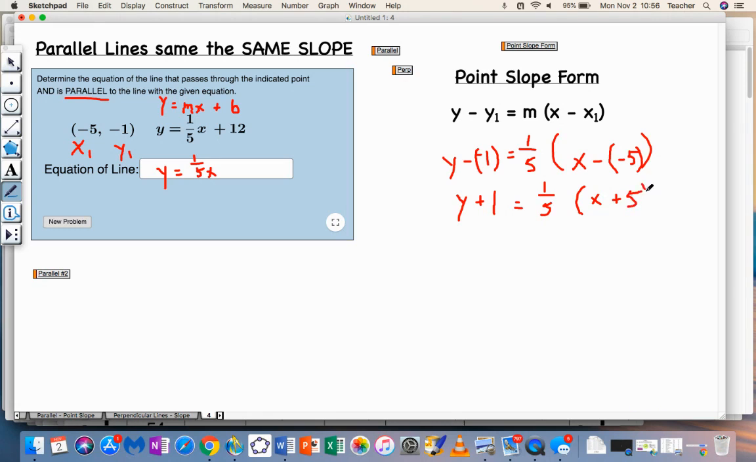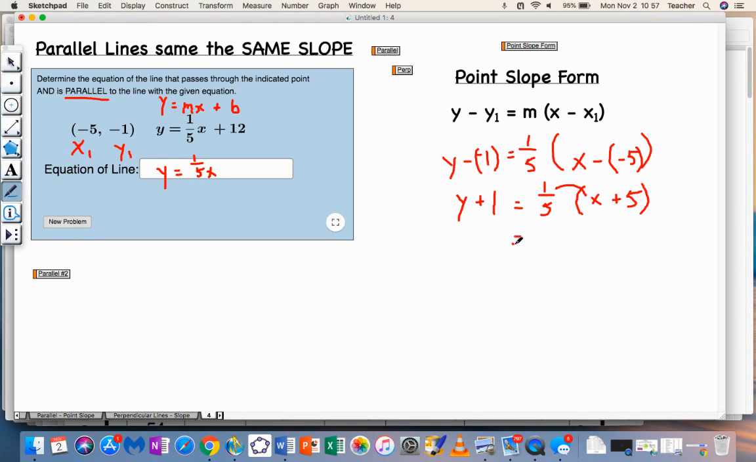If you know minus a negative is plus a positive. So this is what I get. Now here's the key. I got to make this look like slope-intercept form. So I've got to get y by itself. So go back to your order of operations, right? Parentheses, that means multiply. So I'm going to distribute that out.